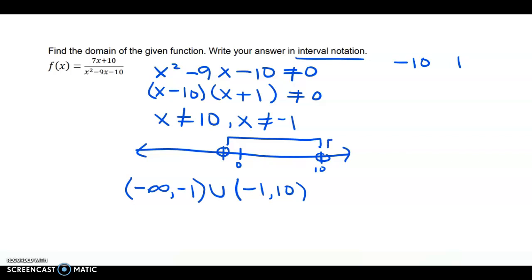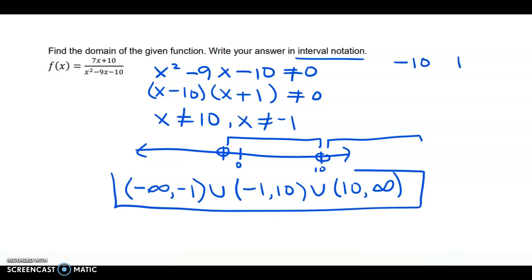And then our last interval will be here from 10 on. So we'll have 10 and then to infinity. Again, parentheses on both of those. So this is the interval notation. This shows the places that it's okay for the domain to equal.